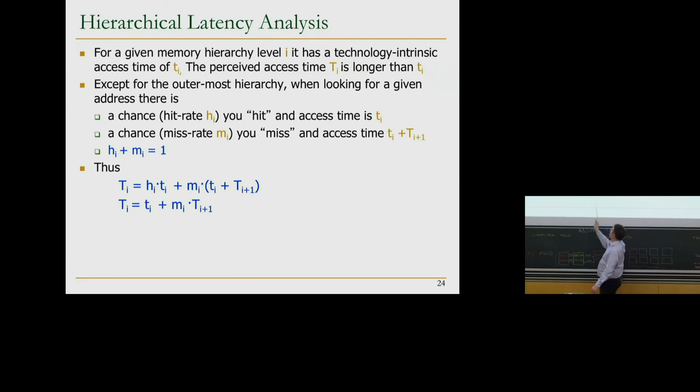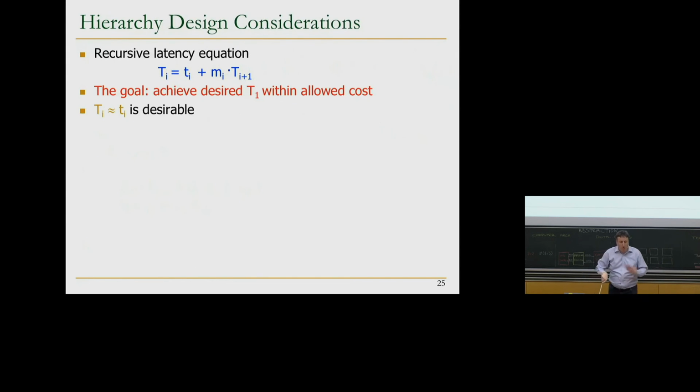If you do the little distribution here, you will realize that the access time will be the access time of this level of hierarchy plus the miss probability at this level times the access time of the next level. And this obviously goes recursively, so this is for T1, T2, T3, you can calculate it. And what you are interested in is to find an acceptable T1 with which you can operate.